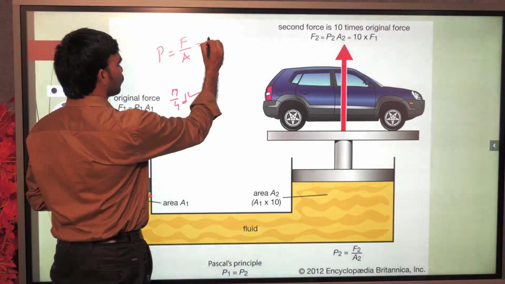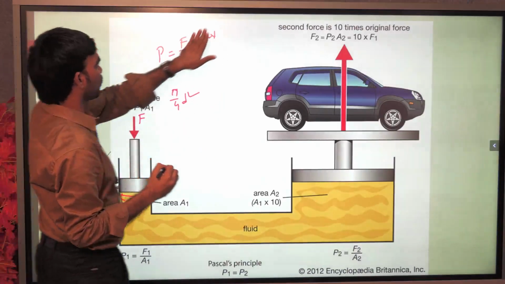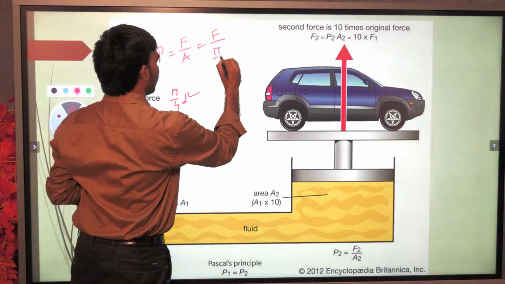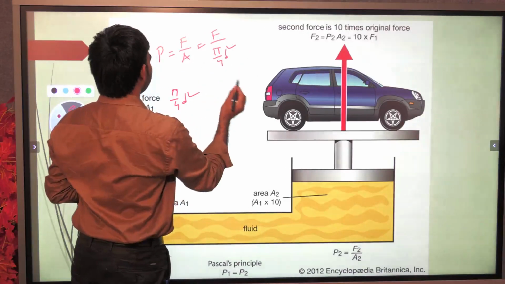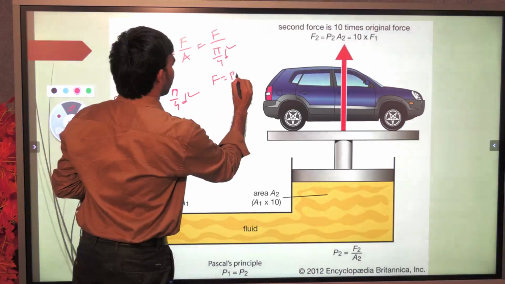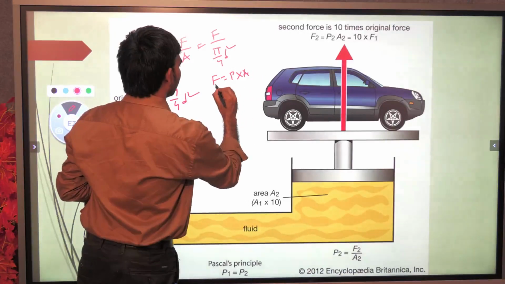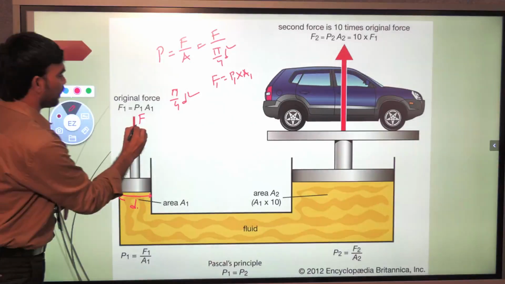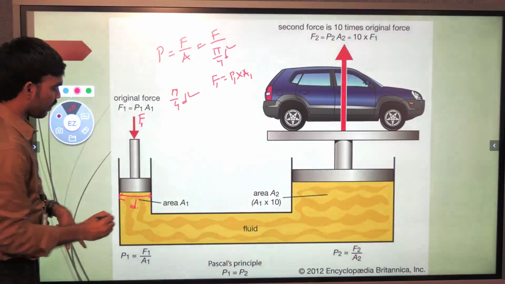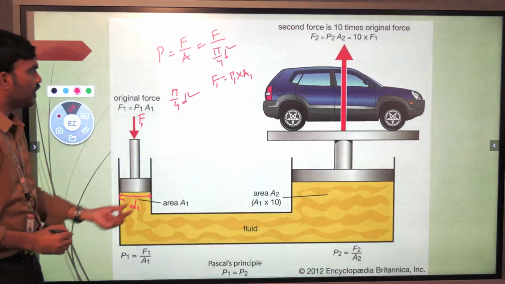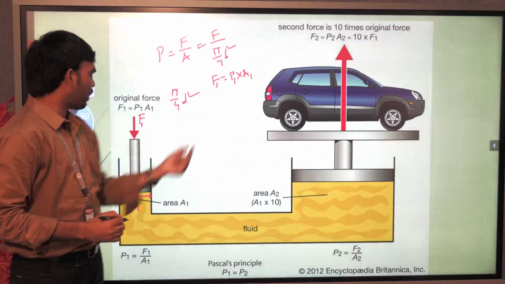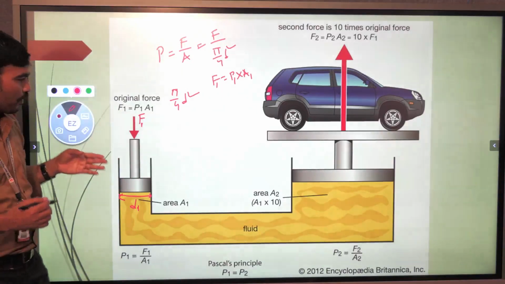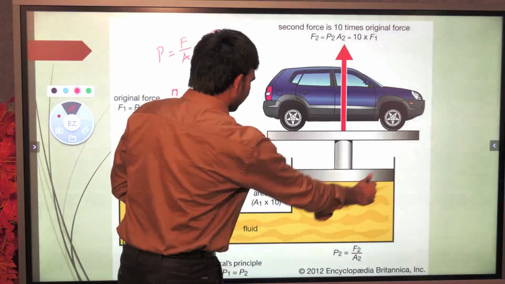So we know the force, that is the weight. We are applying a force here, and the area we know, right? That is F by pi by 4 d square. So force is equal to pressure into area: F1 equals P1 into A1. F1 is the force applied at this point, A1 is the area of the plunger, and P1 is the pressure intensity created because of the force F1. So if you see here, the area is increased, right?